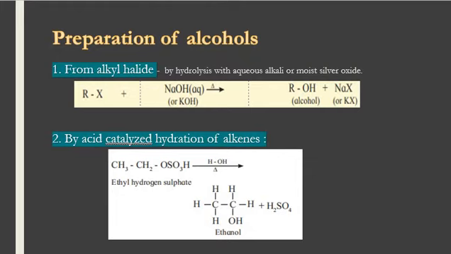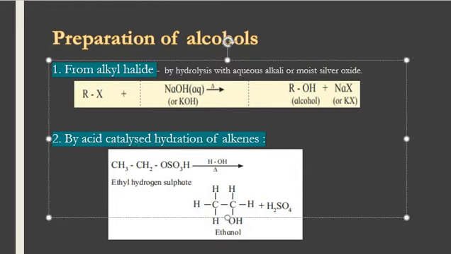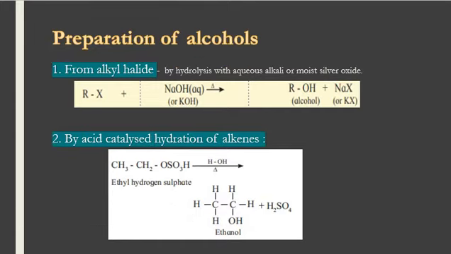Now by acid catalyzed hydration of alkene. This reaction we have learnt in class 11 when we were learning the hydrocarbons chapter. Here first we will take one alkene, then sulfuric acid will be added to that alkene to give us alkyl hydrogen sulfate. Then that alkyl hydrogen sulfate will be hydrolyzed to give us alcohol.